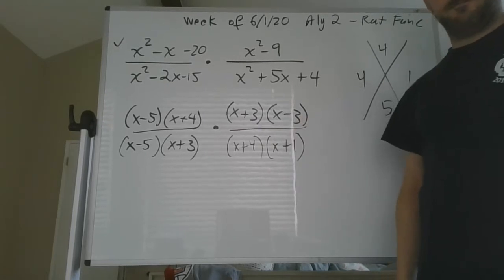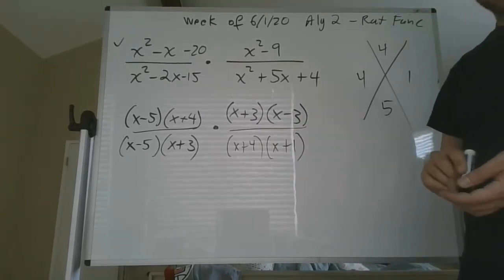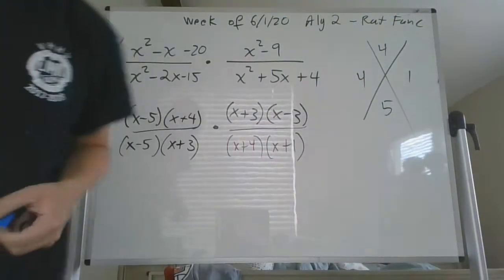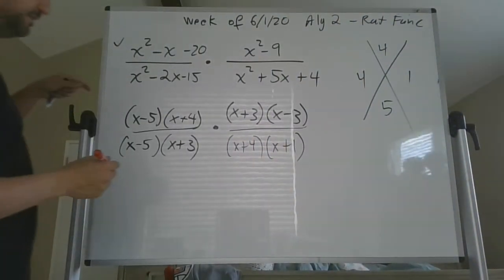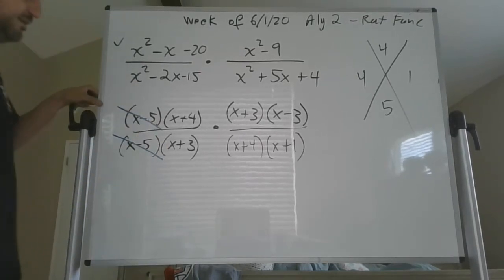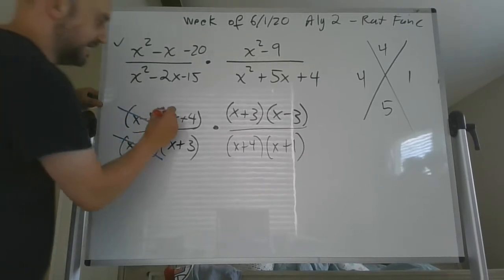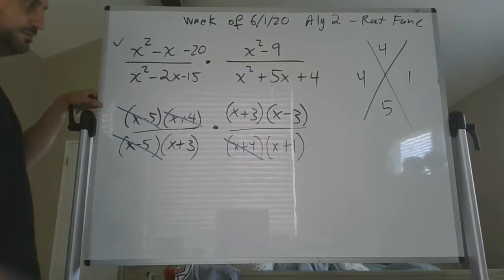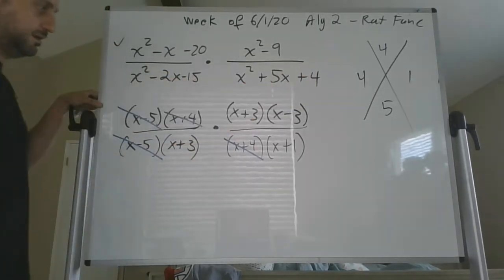What was the point of that? Well, now that you see it factored, you can start canceling from top to bottom. Let's cancel out the x minus 5s. What else can we cancel out here? An x plus 4 up here and an x plus 4 down here. You can cancel anything top to bottom because this is considered one big expression.